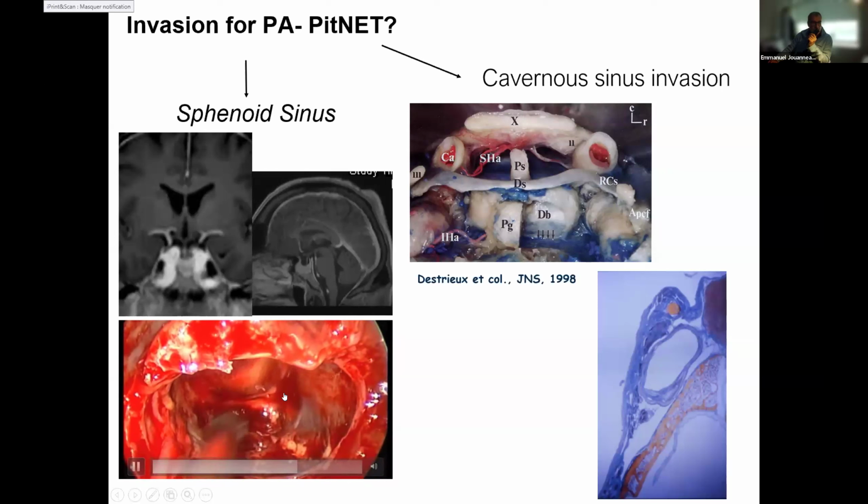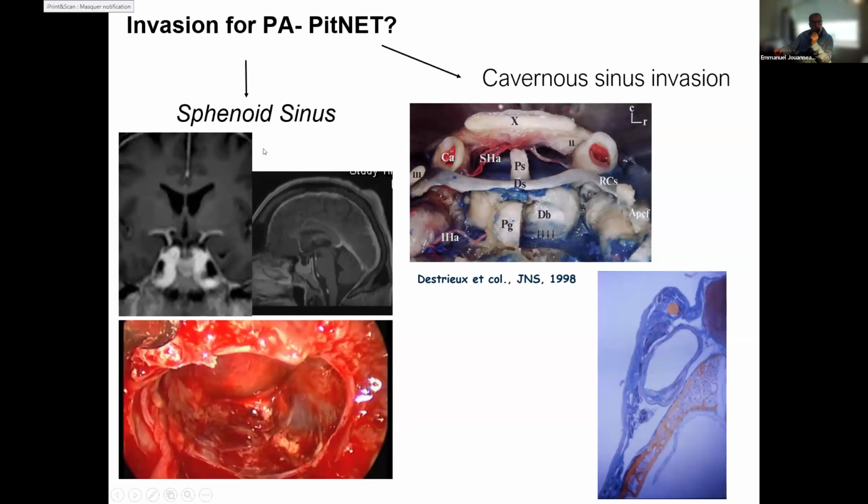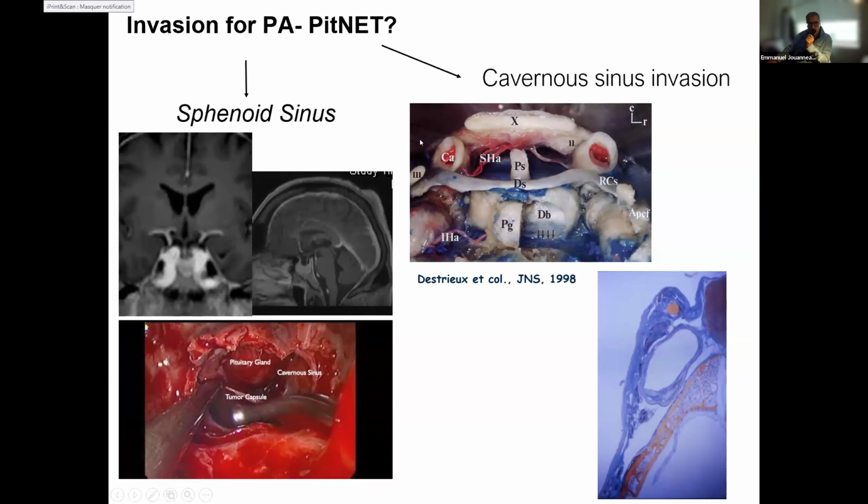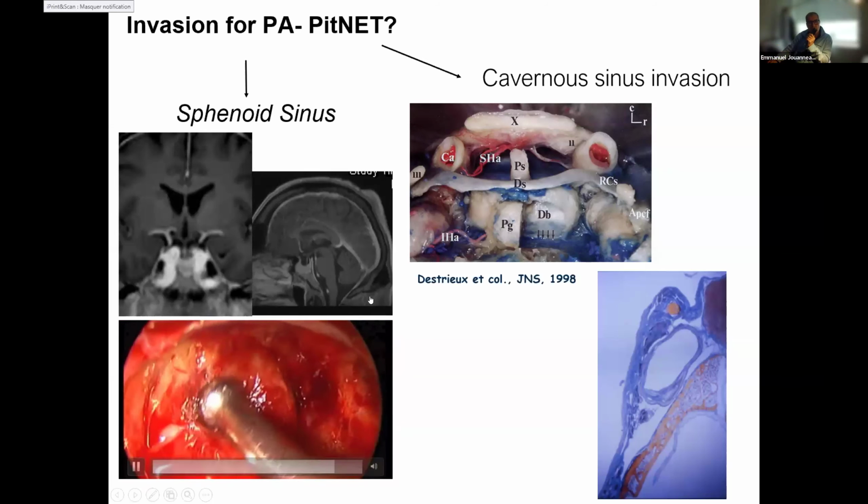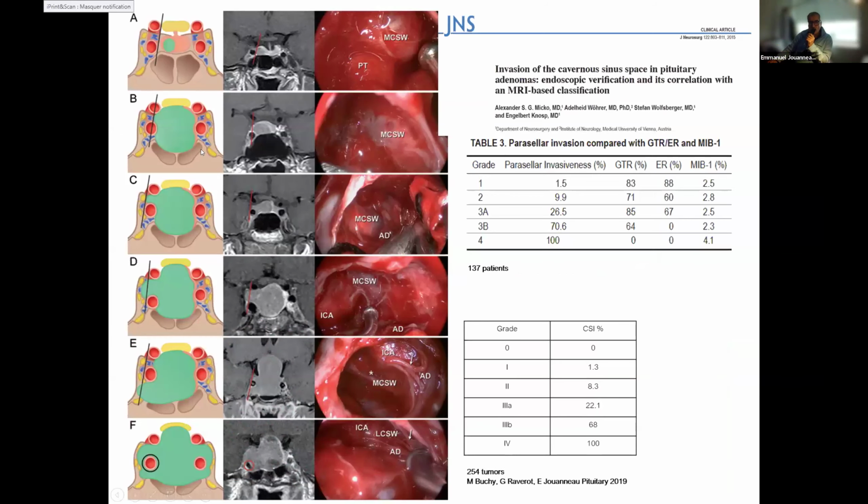Here is the pituitary gland. Here is the medial wall of the cavernous sinus. So when there is inferior invasion, it's not a big deal. The difficulties start when there is cavernous sinus invasion. So you all know the classification of Knosp, and there is a modified classification in 2015.